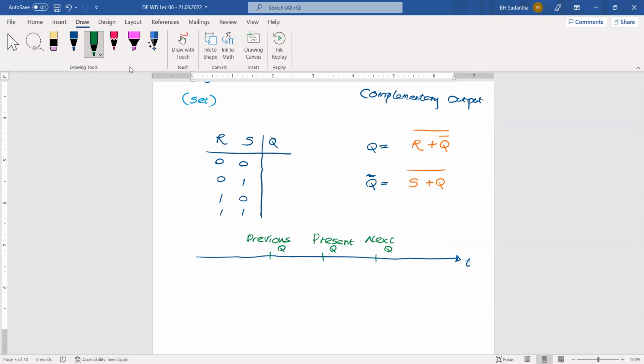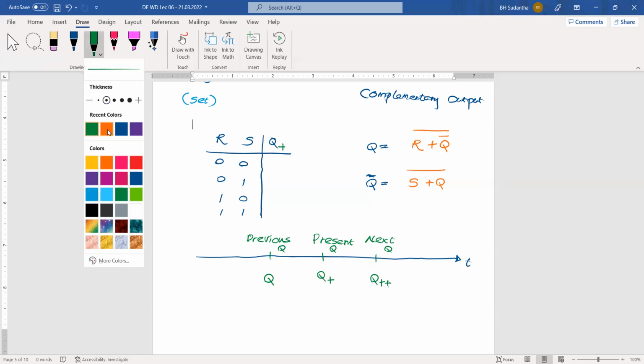It's present. Okay. Then here we are using a small notation. We put Q plus for the present, Q for the previous one, and Q plus plus for the next one. Likewise, to show two different places of the timeline and two different values of the output depending on the time. Then here we are finding the Q plus value based on the present input values. Then the truth table output is this one.